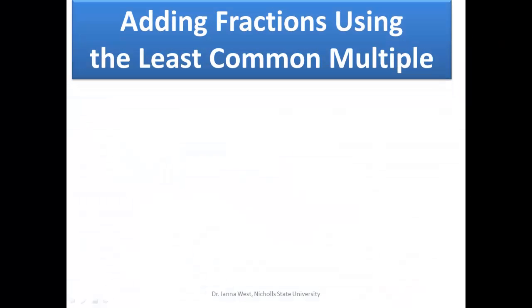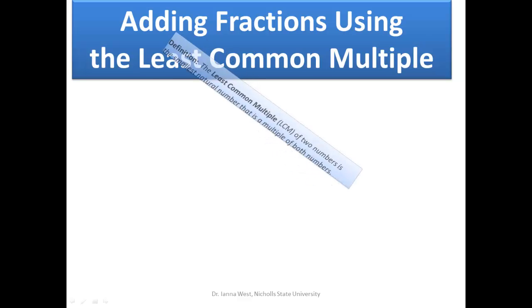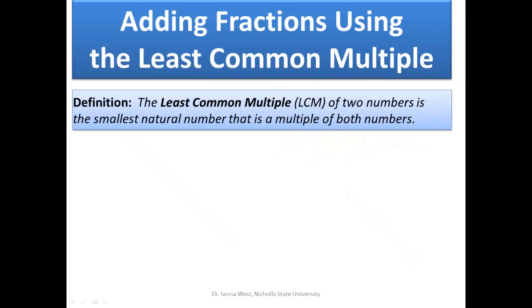We will now look at adding fractions using the least common multiple. Another approach to adding fractions is to find what is known as the least common multiple of the denominators. The definition of the least common multiple, which is abbreviated LCM, of two numbers, is the smallest natural number that is a multiple of both numbers. A multiple is a number that can be divided by another number without a remainder.